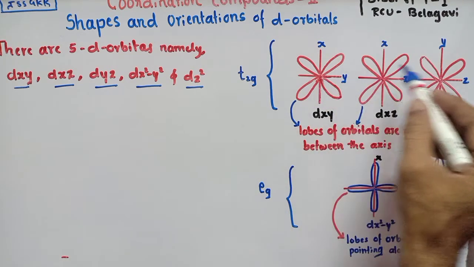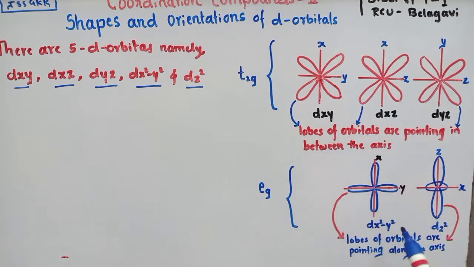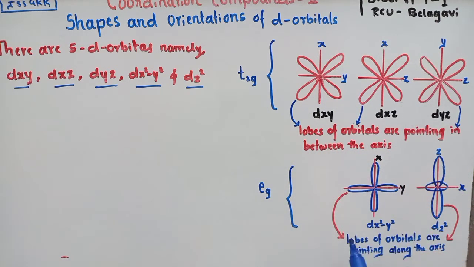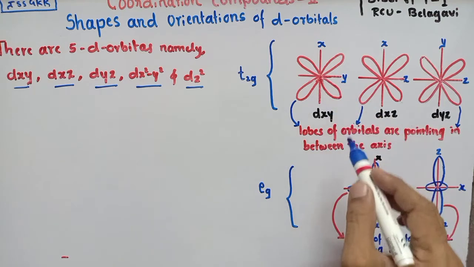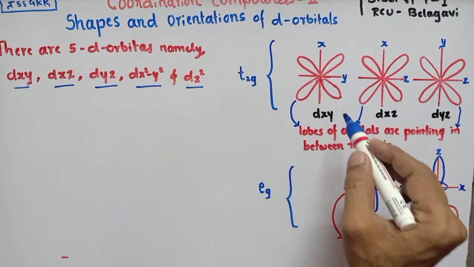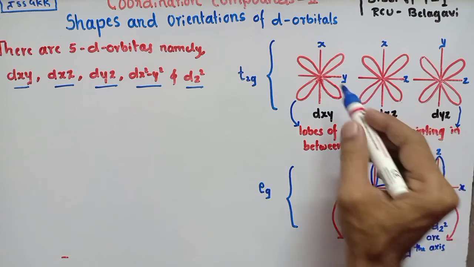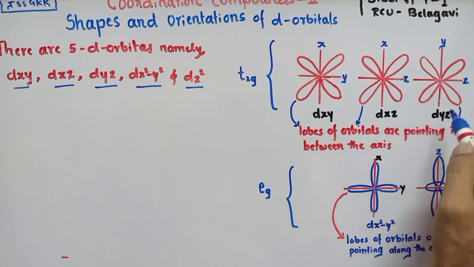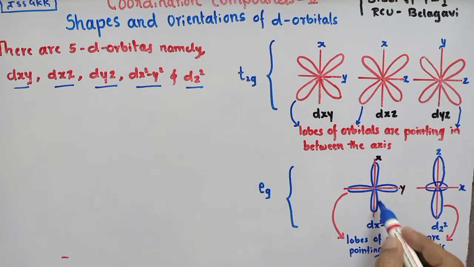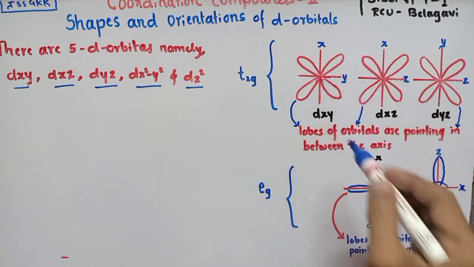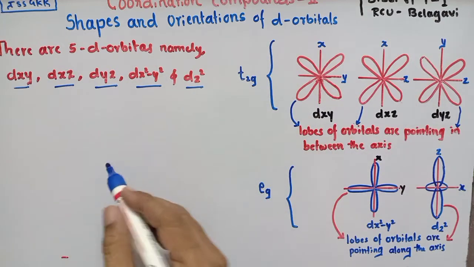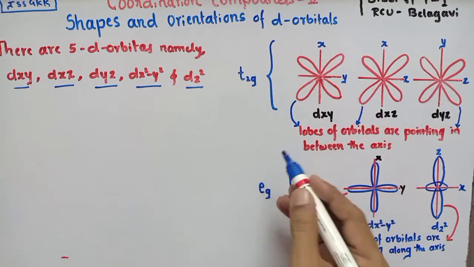Now looking into the shapes and orientation of these 5 d orbitals, it is very clear that all the 5 d orbitals are not identical in structure, but differ depending upon the position of the lobes of the orbitals. Here the lobe of the orbital is in between the axes in these 3 orbitals, whereas here the lobe of the orbital is exactly lying along the axis. Therefore, depending upon the position of the lobes of the d orbitals, these 5 d orbitals can be grouped or classified into 2 sets of orbitals.